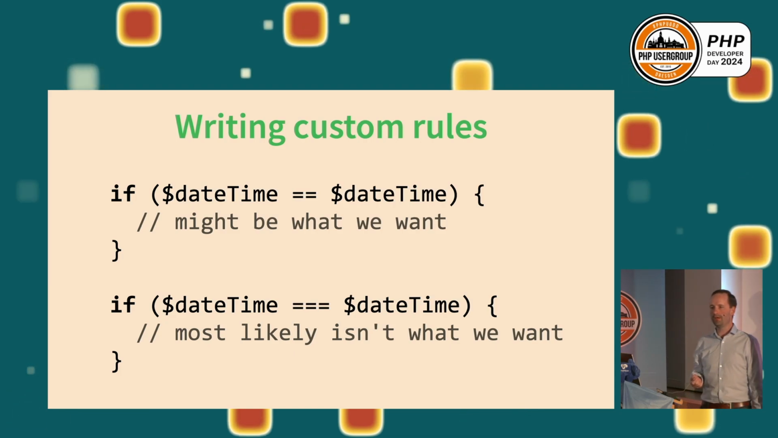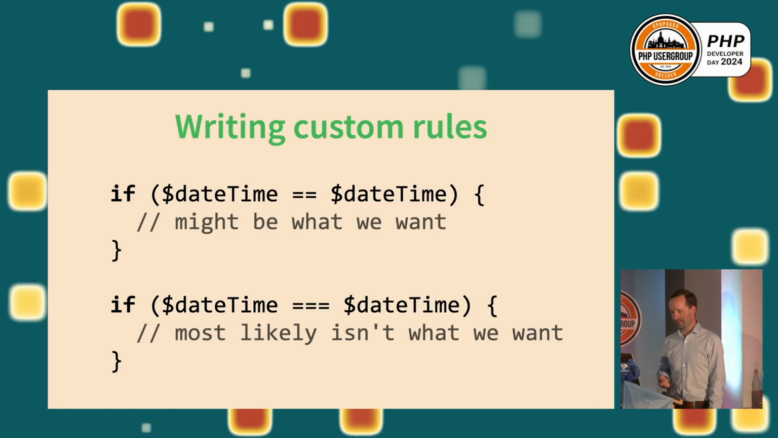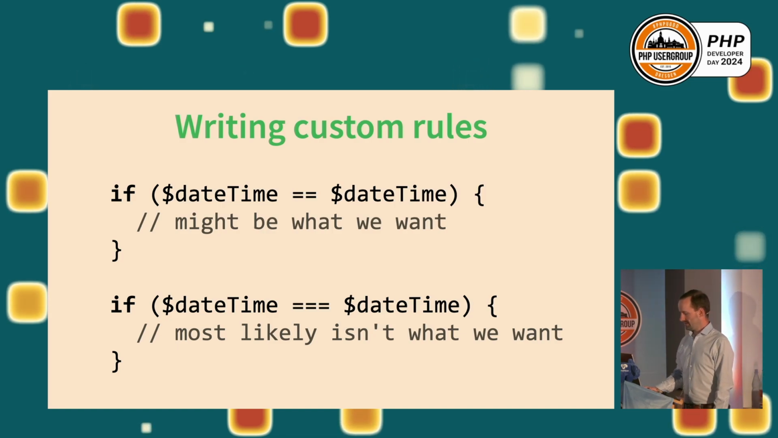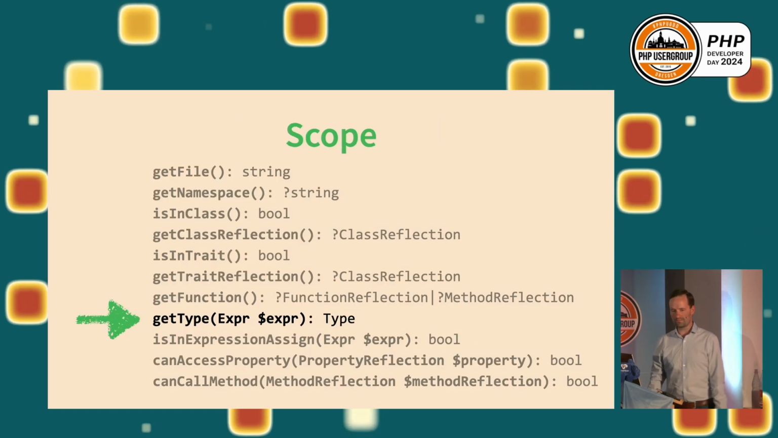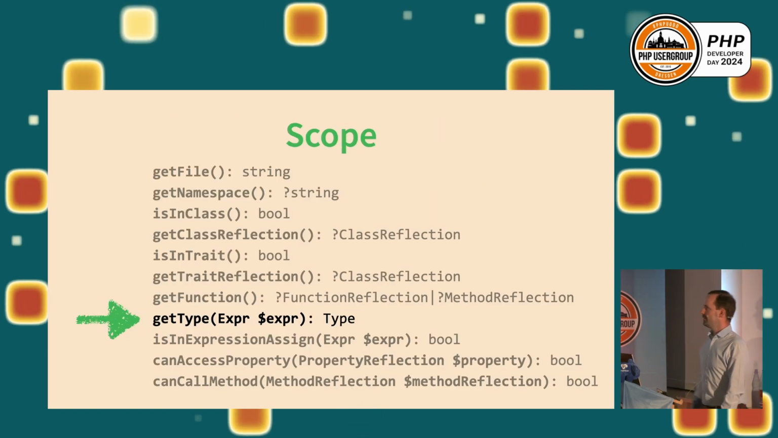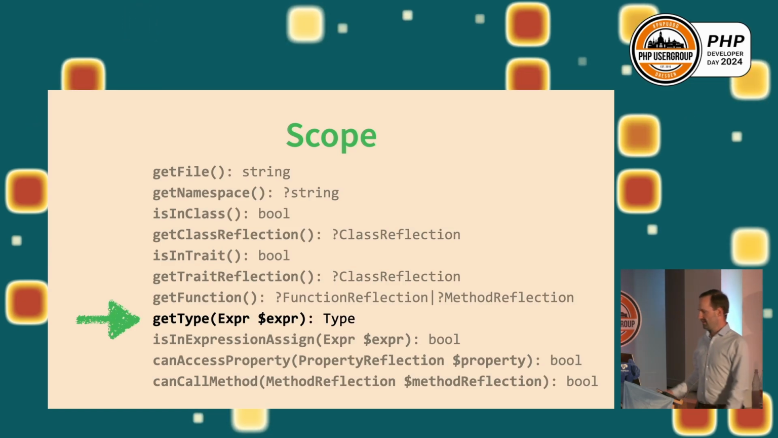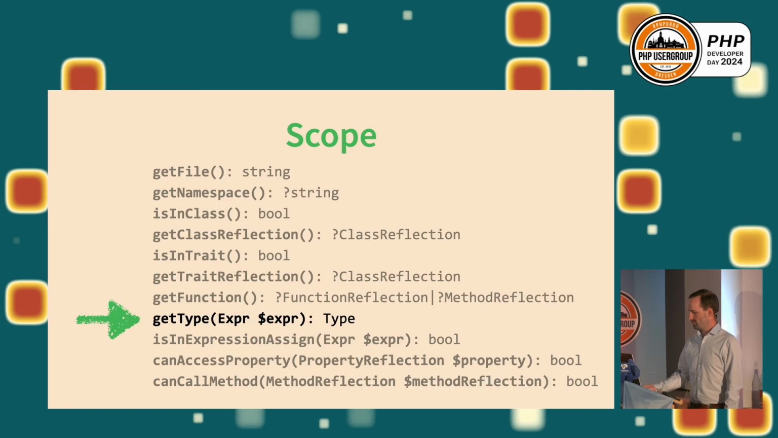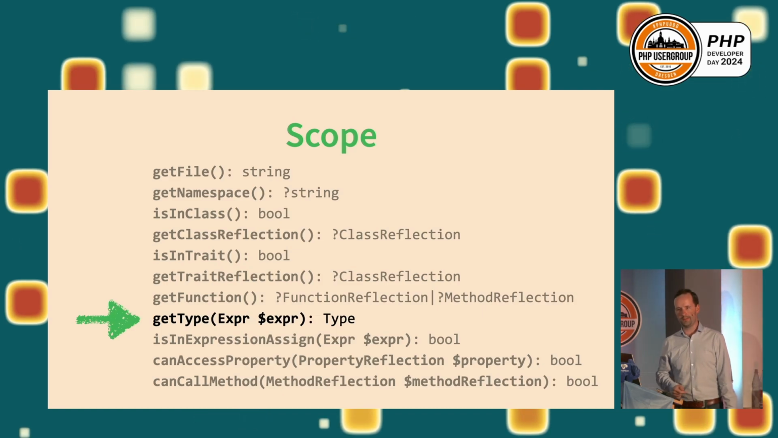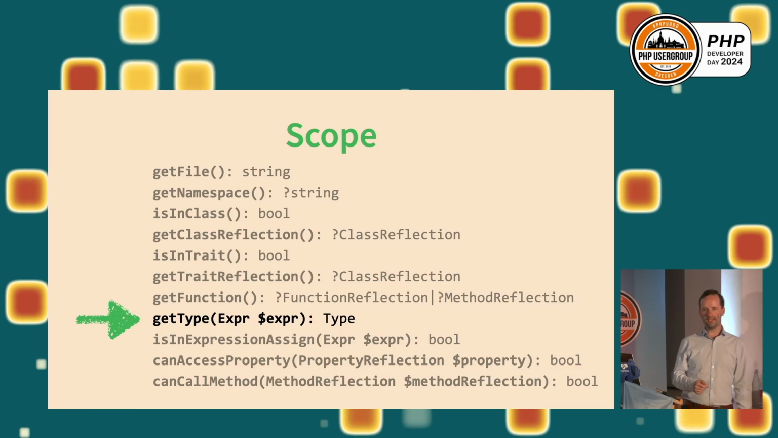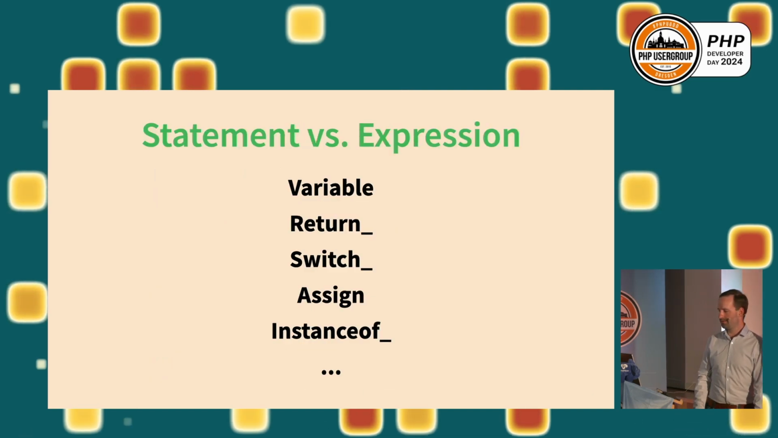So you might want to write a custom rule for your code base. This is something we are going to need: this method on scope, which tells us what type an expression is. For you to understand this, you need to be aware that in PHP parser, there are 2 types of nodes. There are statements and there are expressions.